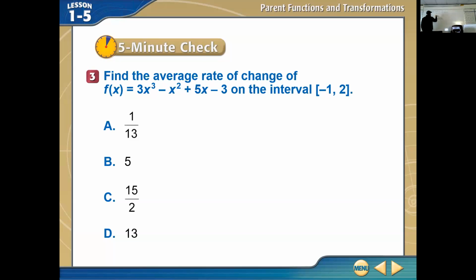Okay, so now f of negative 1. Find that. 3 times negative 1 cubed minus negative 1 squared plus 5 times negative 1 minus 3.